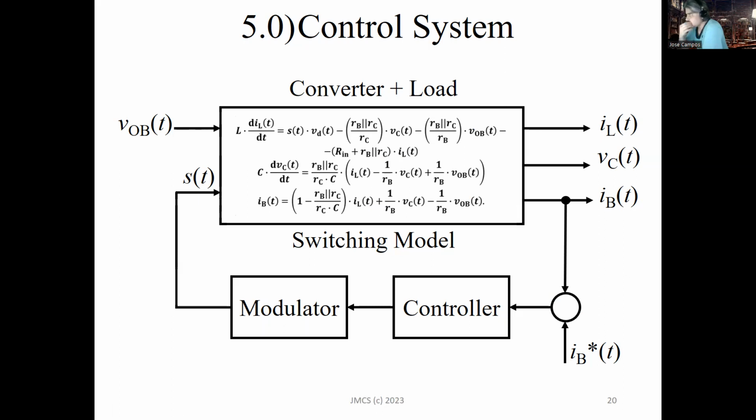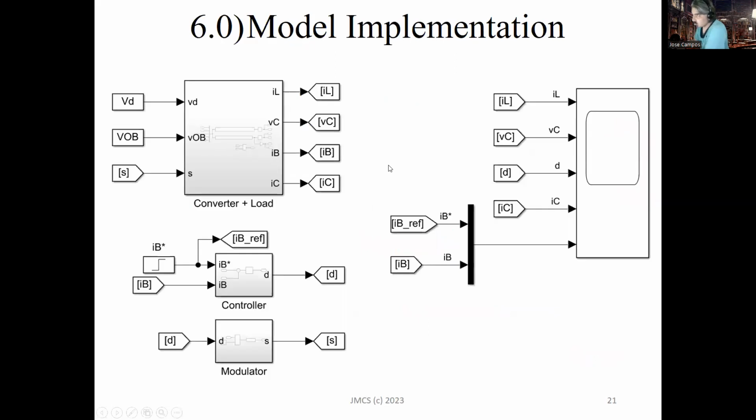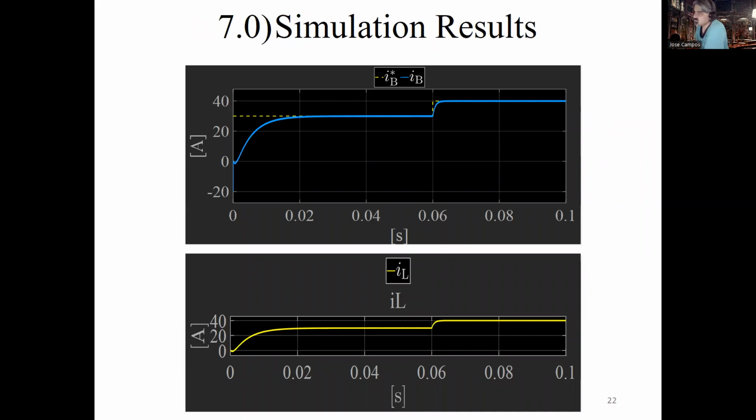With this information, we are able to implement a simulation in MATLAB, in this case using Simulink, in order to know the behavior of the system, given the input variables and the output variables of the system. The model implementation that we use in order to simulate the system is depicted in these slides. And for sure, you can see in this slide the behavior of the system in the face of, in this case, a step change in the reference value.